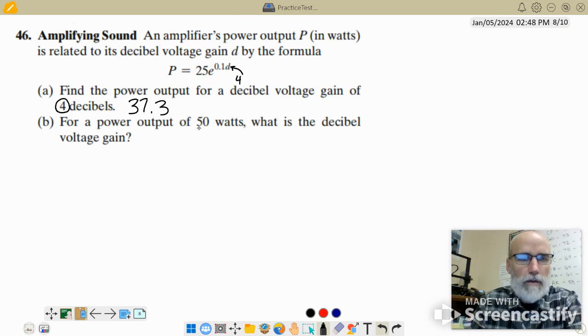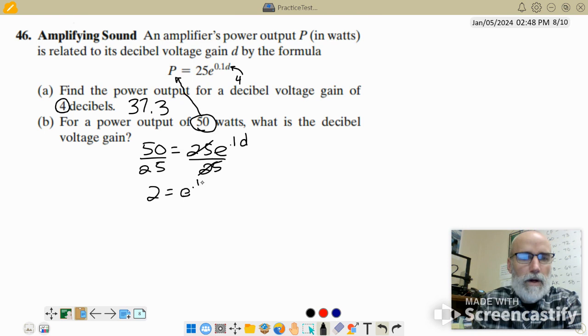For the power output of 50 watts, what is the decibel voltage gain? That wants us to put 50 right there. So 50 is equal to 25 e to the 0.1 d. I'm going to divide both sides by 25, and I get 2. These divide out, and I get e to the 0.1 d.